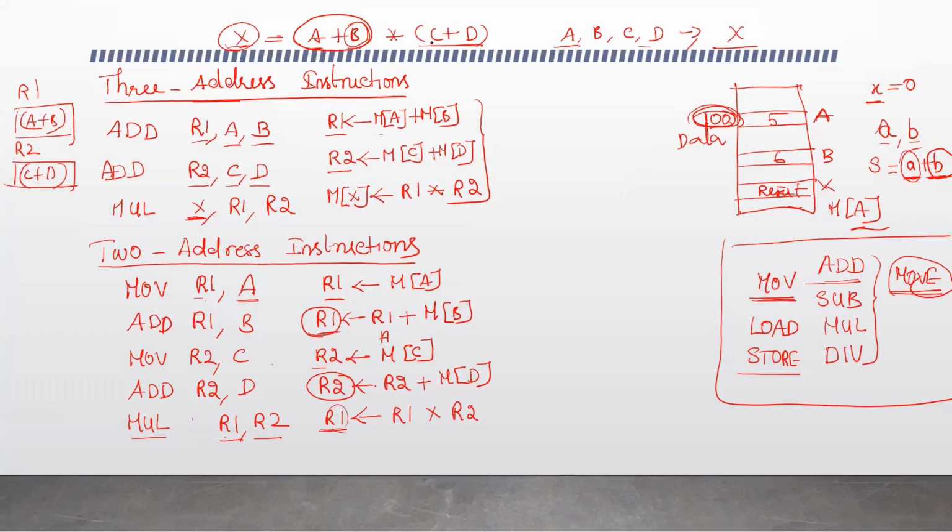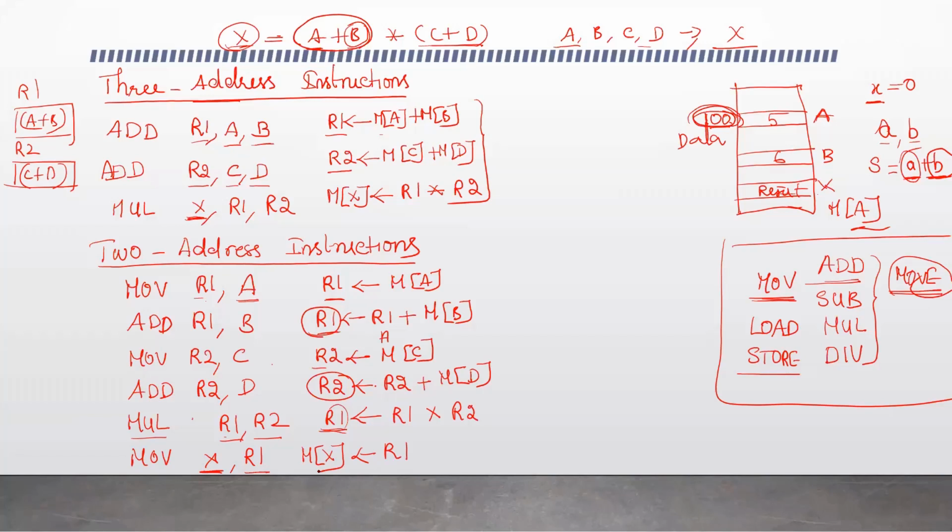Now, according to our expression, the result should be in X, memory address X. So we need to write another move instruction here. Move the content of R1 to X. X is a memory location, R1 is a general purpose register. So this instruction moves the content of R1, that is the result, into memory location X.